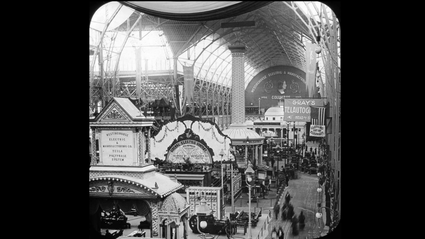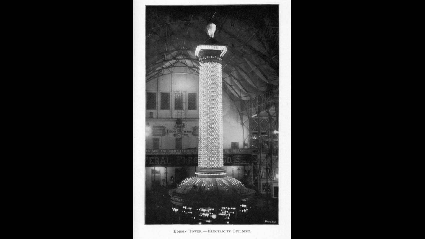Many people see their first incandescent lights at expositions where inevitably the lights are turned on simultaneously. And so there's usually this moment at dusk when the lights would all go on. So here you can see the Edison Tower in the Electricity Building at the 1893 fair in Chicago, and then when it's illuminated. And here's an account of it from 1893.